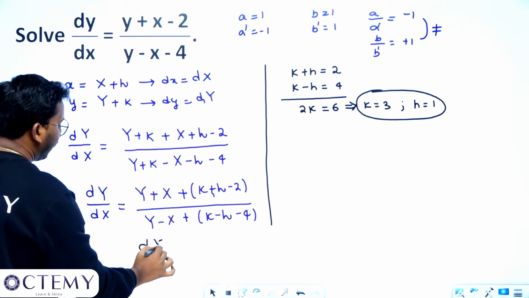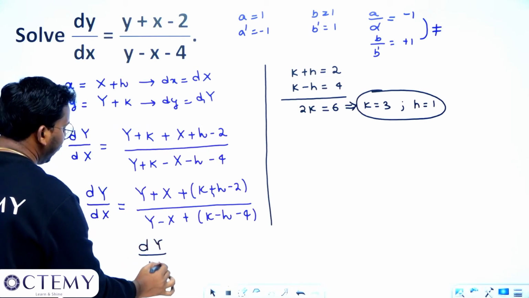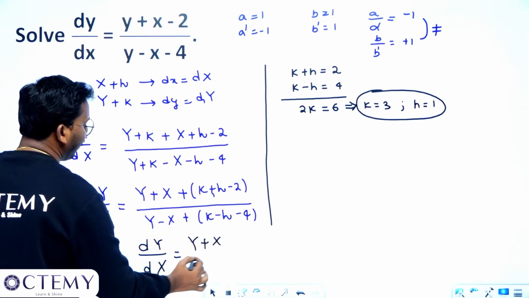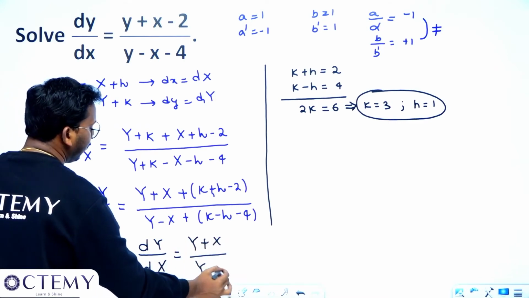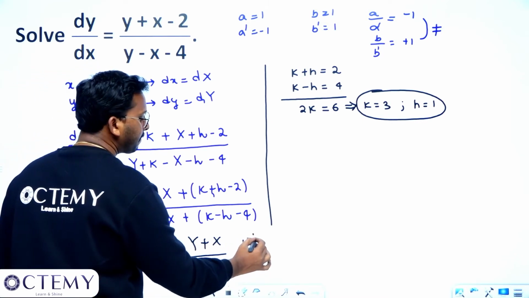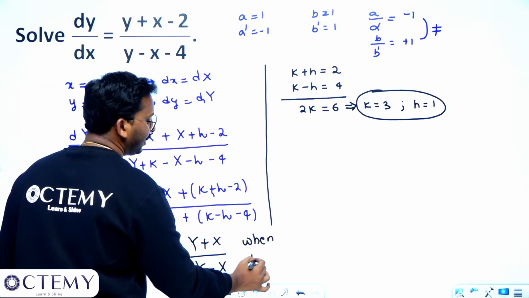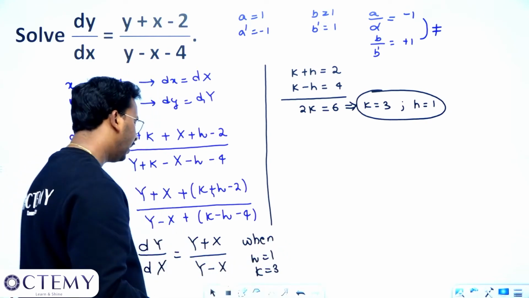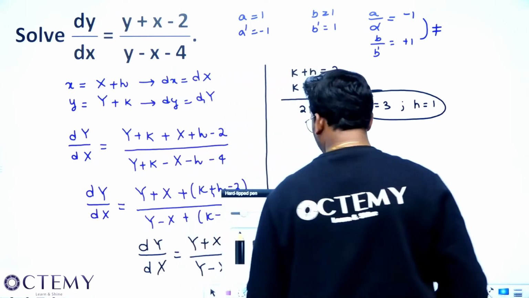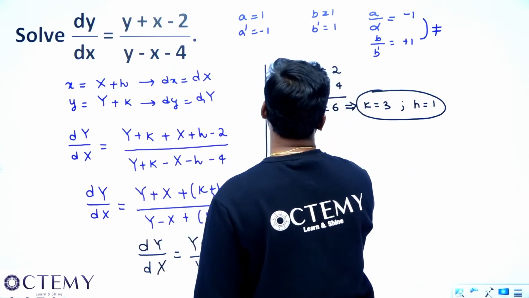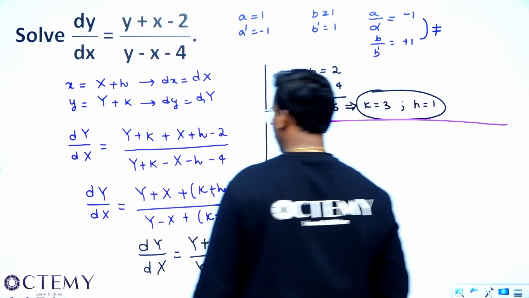Your dY/dX will become (Y + X) divided by (Y - X), right? This is when h is equal to 1 and k is equal to 3, right? Very good. After that, let me do the next step. If I continue solving this, how will I solve it?